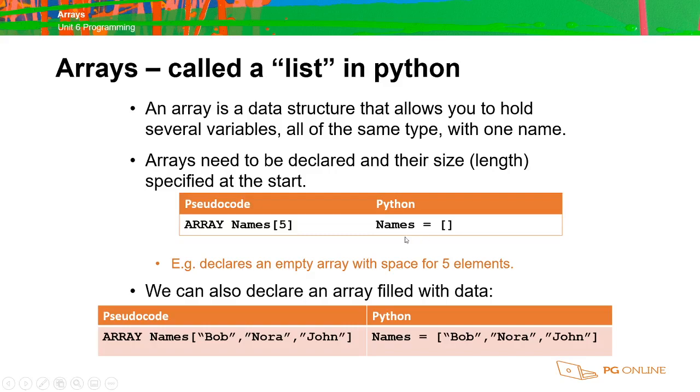We can also declare an array with the data already. So in pseudocode, it's an array called names, and in there we've got Bob, Nora, and John. Notice how the identifier for this array is names. It's plural, because if you had an array called name, you'd expect it to hold just one value. Arrays are meant to have multiple different values, so it's always good practice to name your list or array as a plural.